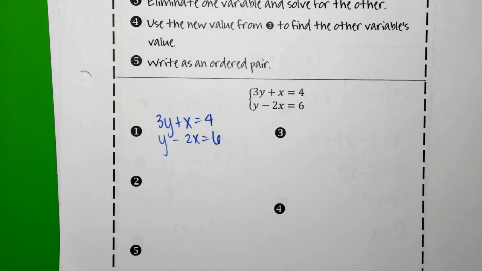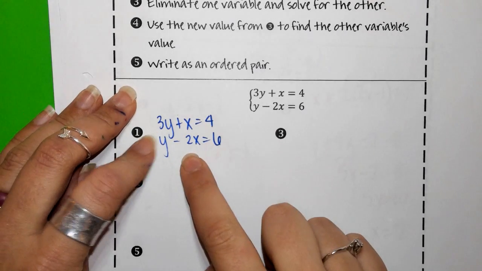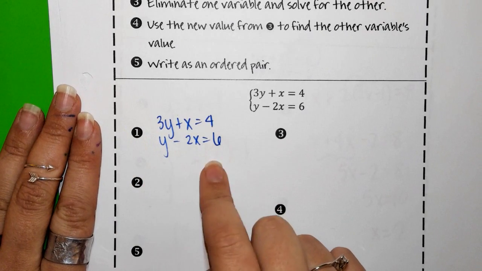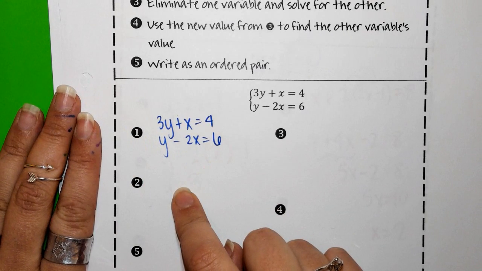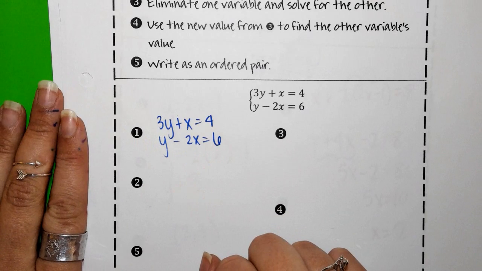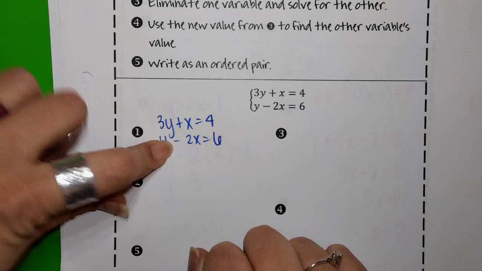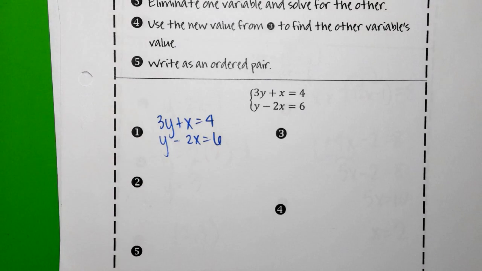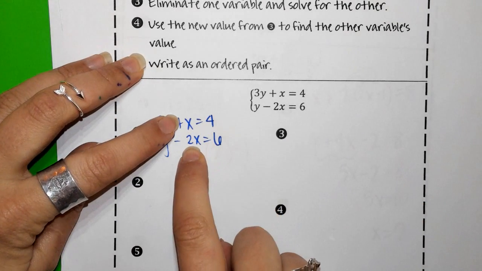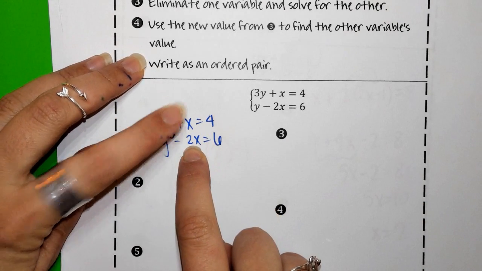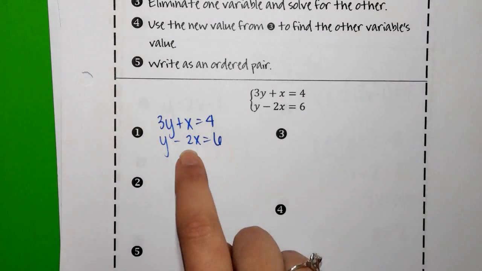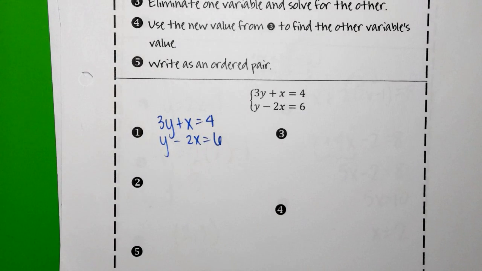Alright, step 2 says to look for inverse coefficients. That means that one's positive and one's negative. So, do we have inverse coefficients here for either of our variables? For x. Fantastic. So, that means that you have one positive x and one negative x. Now, to eliminate, they also have to have the same coefficient. Do these have the same coefficient? No. But could we do something to this equation so that it has the same coefficient? Yes.